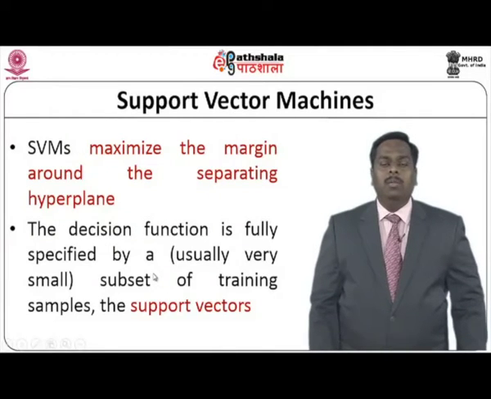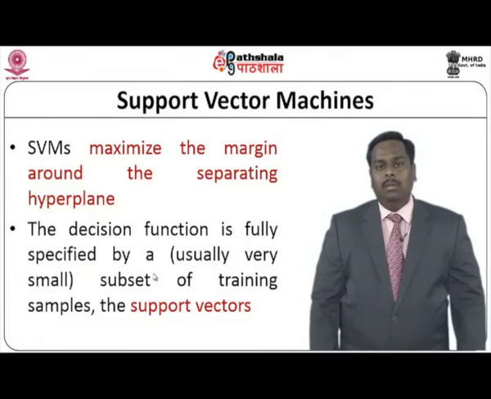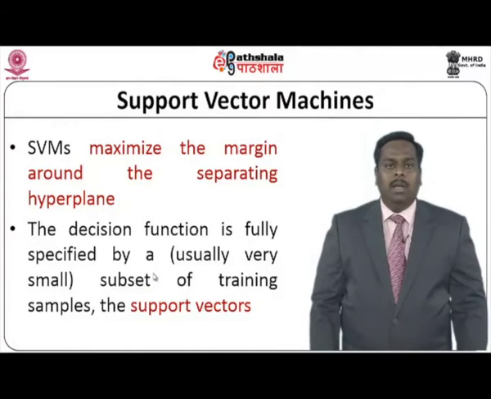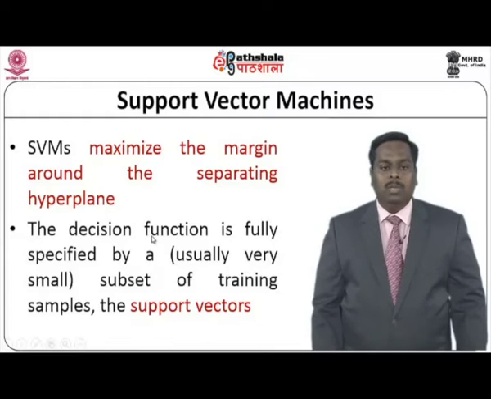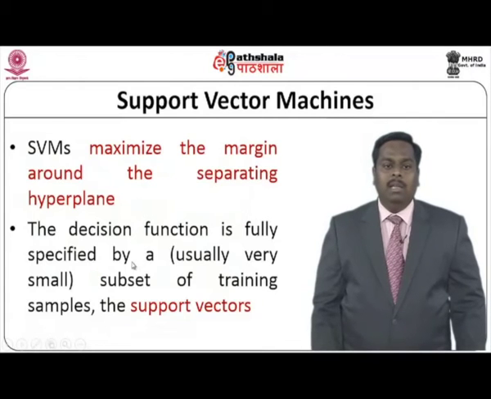Now when we are trying to maximize the margin, how exactly is SVM looking at this solution? SVM actually maximizes the margin around the separating hyperplane. In the previous example, we found B1 is going to be the separating hyperplane and we are trying to maximize this margin. And secondly, the decision function is fully specified by a subset of training samples, which is nothing but the support vectors.